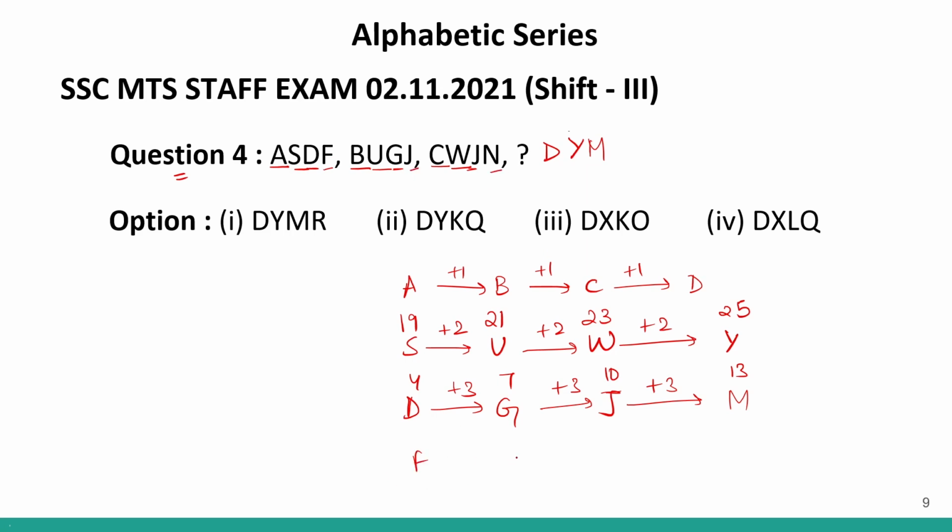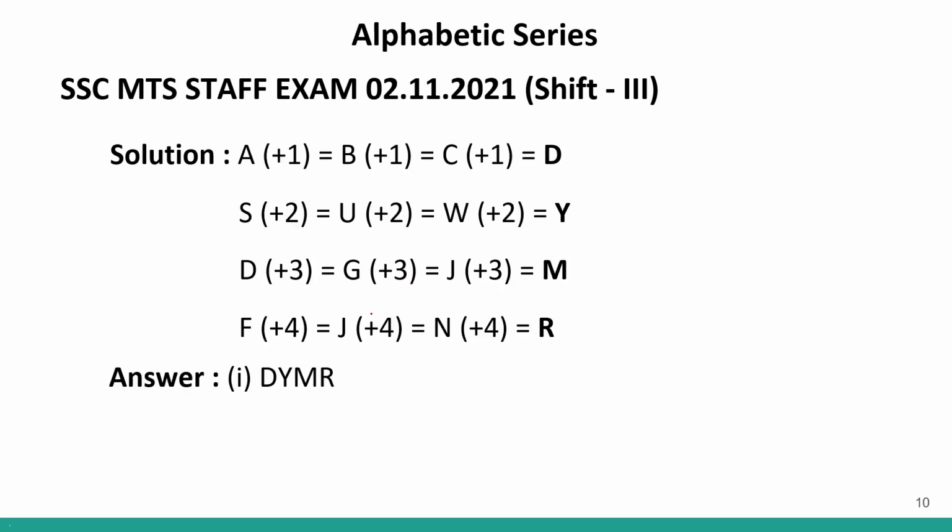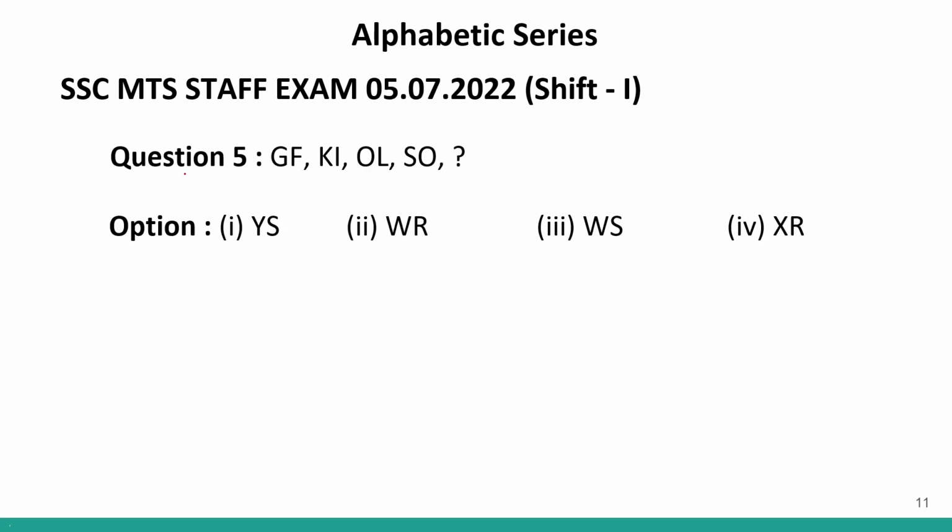Now F, J and N. F is 6, J is 10, N is 14. Clearly this is plus 4, this is also plus 4. So the next element will also be plus 4, which gives me the 18th position, and at the 18th position we have R. So the next one will be R. So we get D, Y, M, R, which is given in option number 1. Therefore option number 1 is the correct answer. Clear?